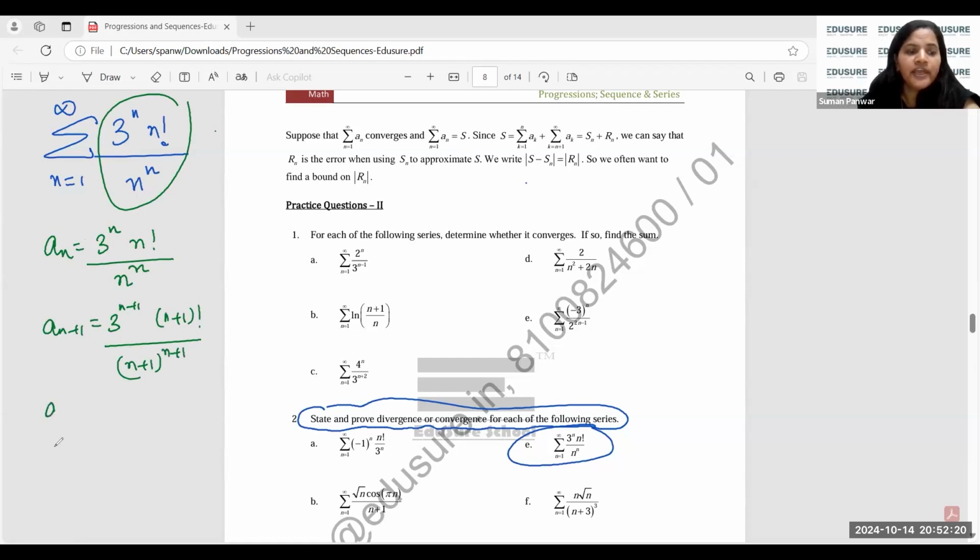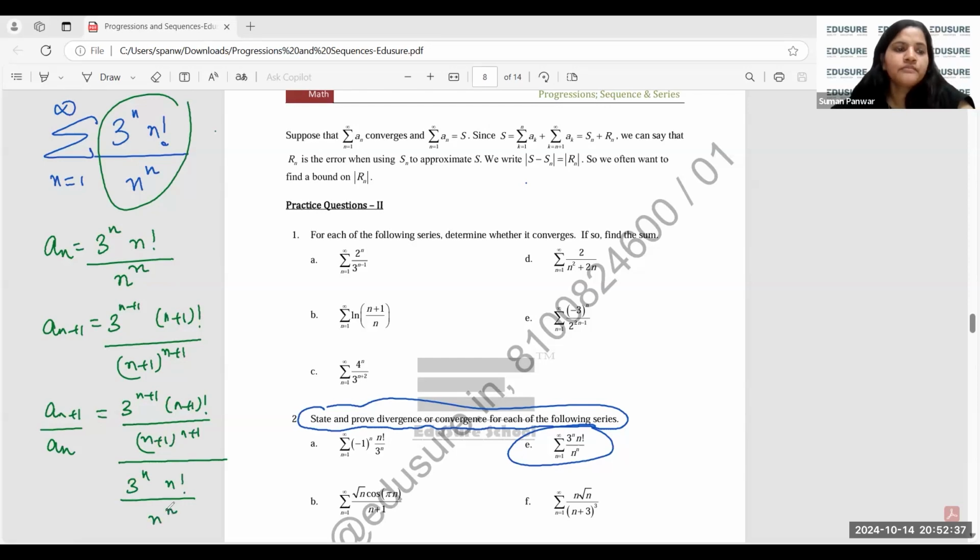This seems very interesting. So a_(n+1) upon a_n is 3 power n plus 1, n plus 1 factorial, divided by n plus 1 power n plus 1, whole divided by 3 power n, n factorial, over n power n. If we simplify this, we will have 3 in the numerator, and then n plus 1 factorial over n factorial, so we will have n plus 1 in the numerator, and then we will have n power n divided by n plus 1 power n plus 1.